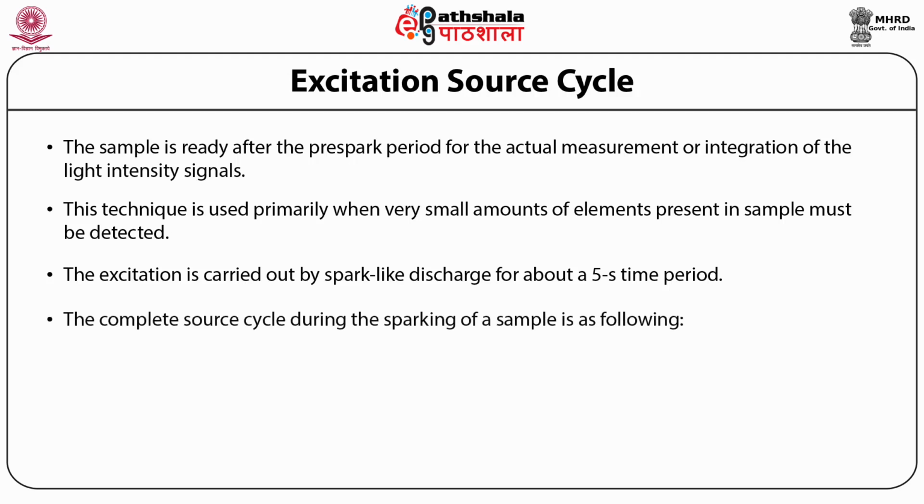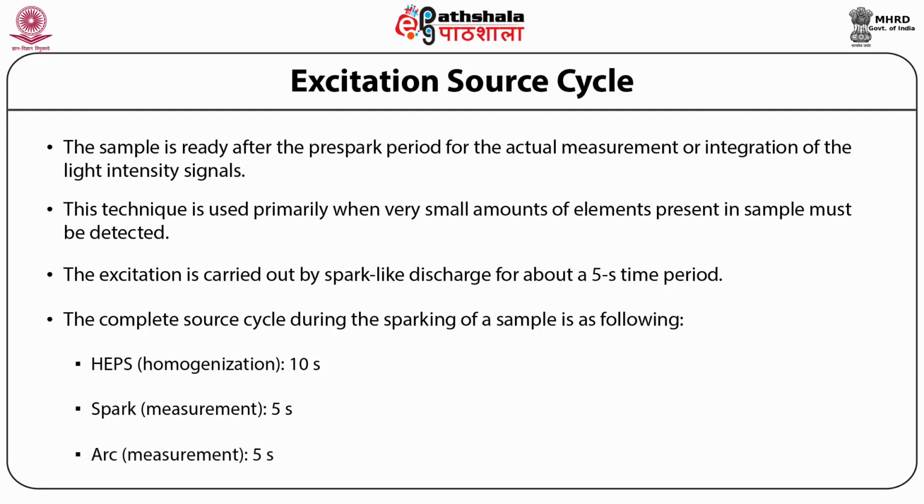The complete source cycle during the sparking of a sample is as follows: homogenization by using HEPS for about 10 seconds, spark measurement for about 5 seconds, and arc measurement for about 5 seconds. The most important part of the protocol is excitation of the sample. If the excitation is not done properly, the results will vary. The sample is excited on a sample stand by using an electronic device that provides a high voltage spark.